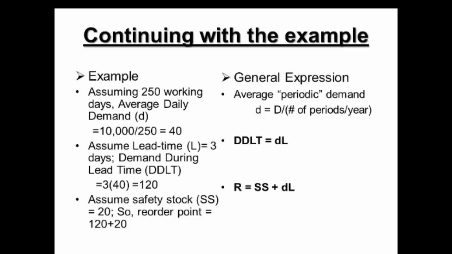Assume safety stock is 20. Companies like to maintain some safety stock. If there is fluctuation in demand, if the demand is not constant, or if there is a variation in lead time, you want to maintain some safety stock. In this example, we are assuming that safety stock is 20, and therefore your reorder point is going to be whatever is demanded during the lead time plus your safety stock. So as soon as your quantity on hand becomes 140, you should place an order. The general expression for that is SS plus D times L is the reorder point.